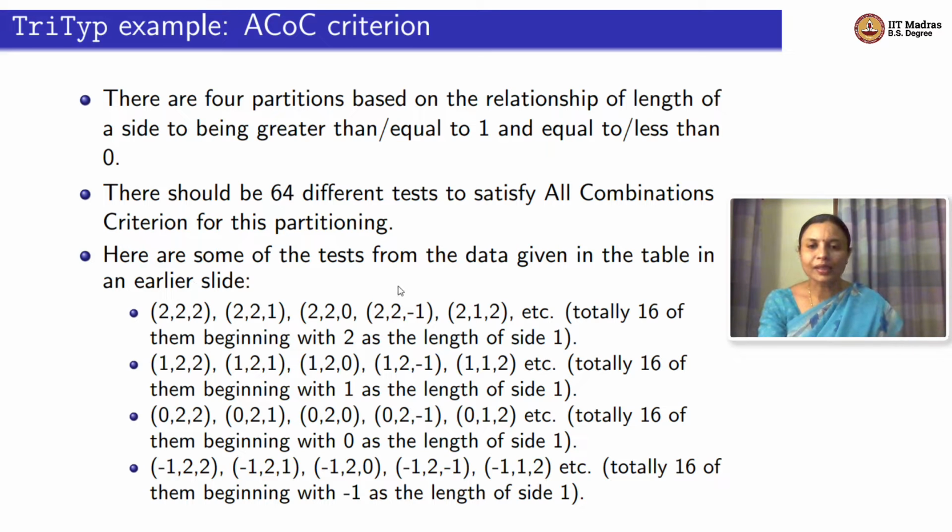Here are some of the tests. I have obviously not listed all 64 of them here, but here are some sample test requirements. So 2, 2, 2 means all sides have length greater than 1. 2, 2, 1 is side 1 and side 2 have length greater than 1, side 3 has length equal to 1. Similarly, 2, 2, 0 is side 1 and side 2 have length greater than 1, side 3 has length equal to 0 from the third partition.